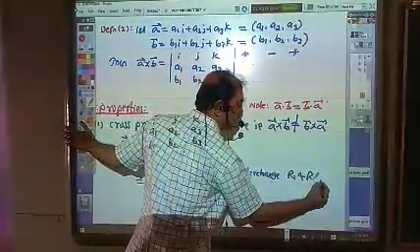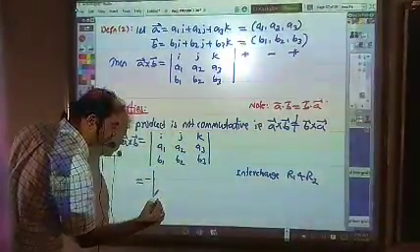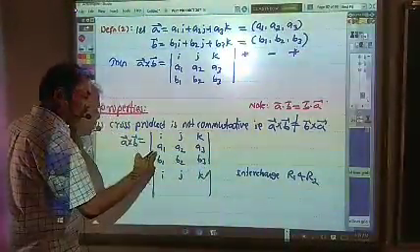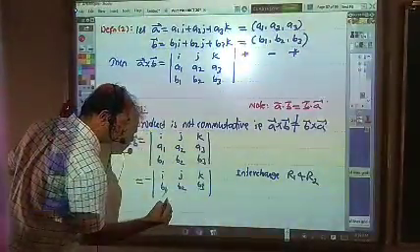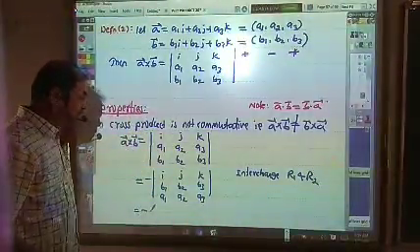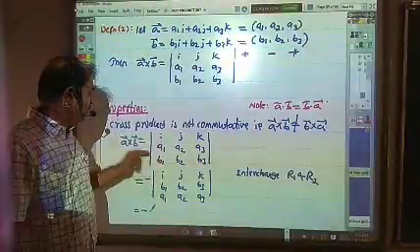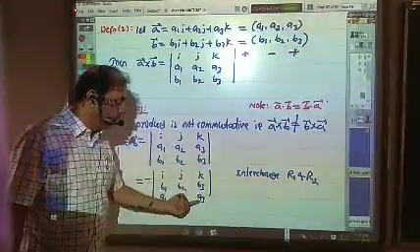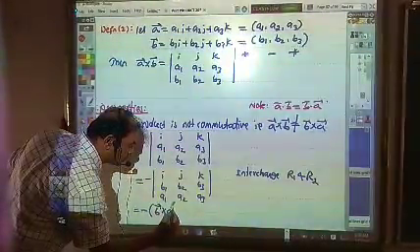Interchange R1 and R2. If two rows are interchanged, the sign of the determinant changes. You get minus of the determinant with rows i, j, k, then B1, B2, B3, and A1, A2, A3. Here, the second row is A and the third row is B, so that is A cross B. Here, first we have the components of B, then the components of A. It is minus of B cross A.